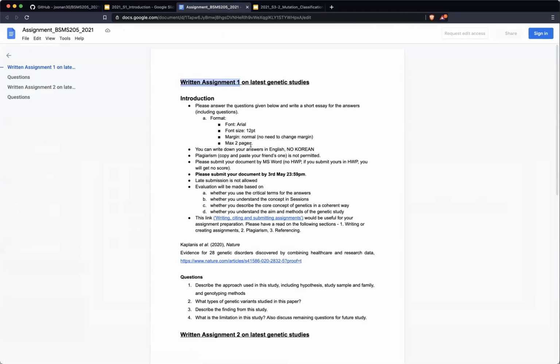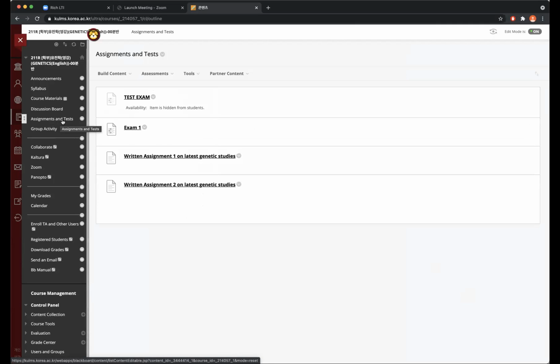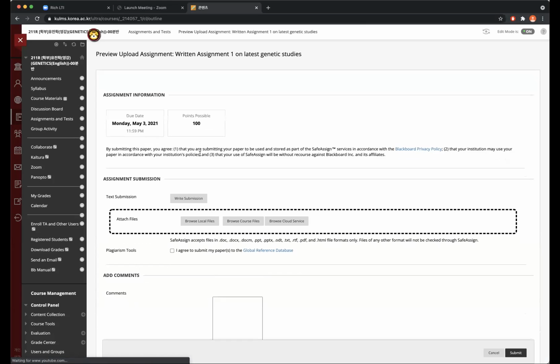This is the first one, right? And you have the second one. The first one has a due date, so you have to check it. If you go to our Blackboard, go to the tab called Assignment and Test, then you will find the link for the first assignment, the submission page. If you click this, then you can identify the due date. So it's Monday, 3rd, 11:59 p.m.